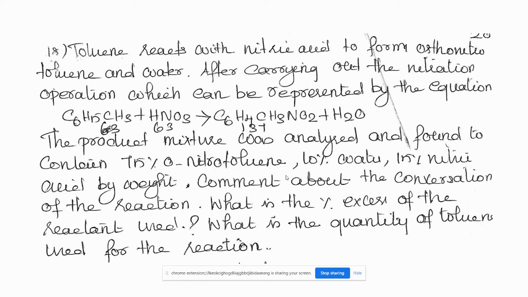So here again it is a nitration reaction. Toluene reacts with nitric acid to give orthonitrotoluene and water. Now they have given the final composition of the product: the mixture was analyzed to contain 75% orthonitrotoluene, that is orthonitrotoluene produced, 10% water, that is water produced, and 15% nitric acid by weight, that is the unreacted nitric acid. So now we have to find the conversion of the reaction, as well as the percentage excess of the reactant used, and the quantity of the toluene used for the reaction. All this we have to find. Okay, so let us start with the problem.